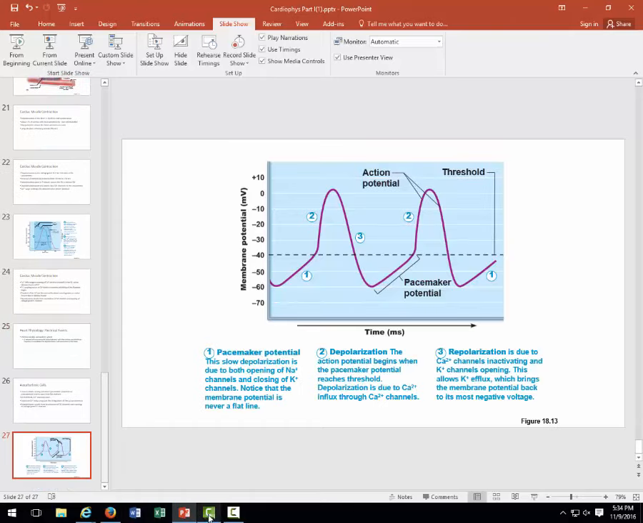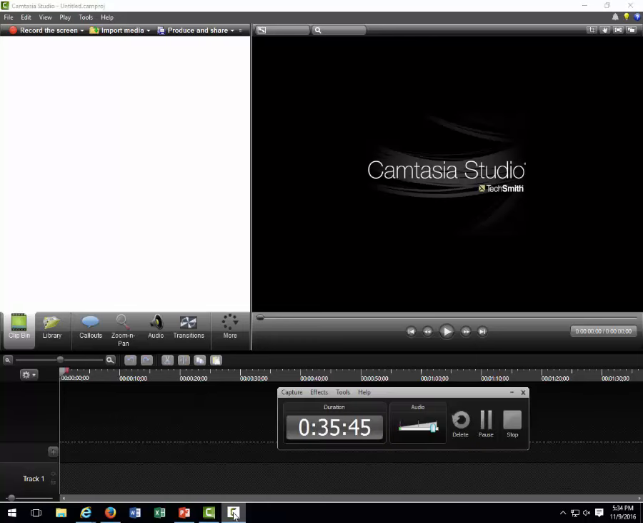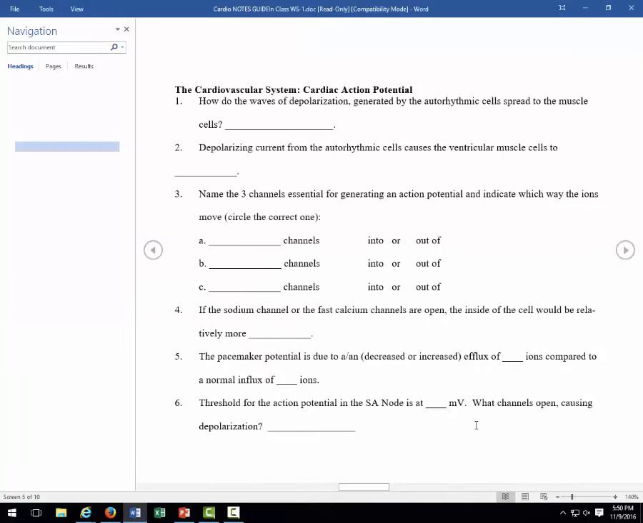All right. So I'd like to look at that handout I provided on Blackboard. Looking at number 1, waves of depolarization. How do they spread among muscle cells? Gap junctions. Very good. Gap junctions. What do they cause the ventricular muscle cells to do? Depolarize and contract. Yep, depolarize and contract.